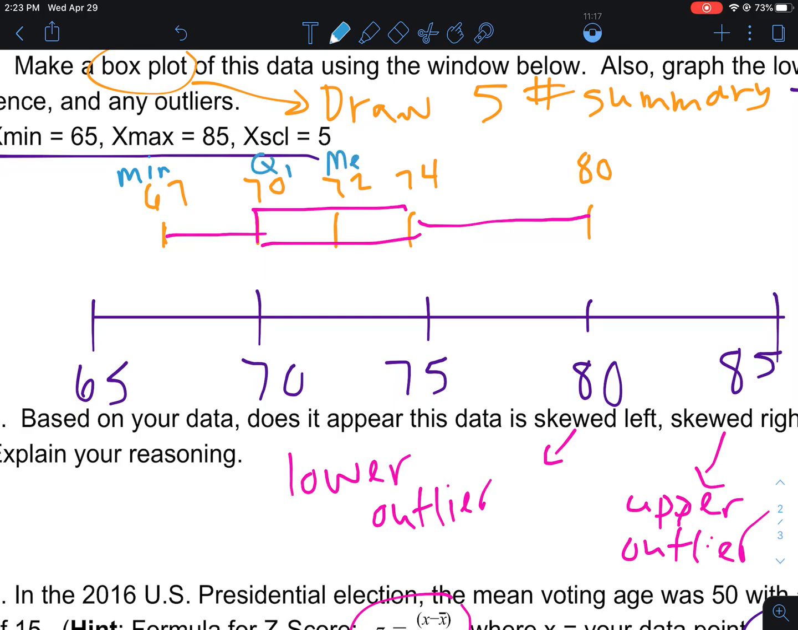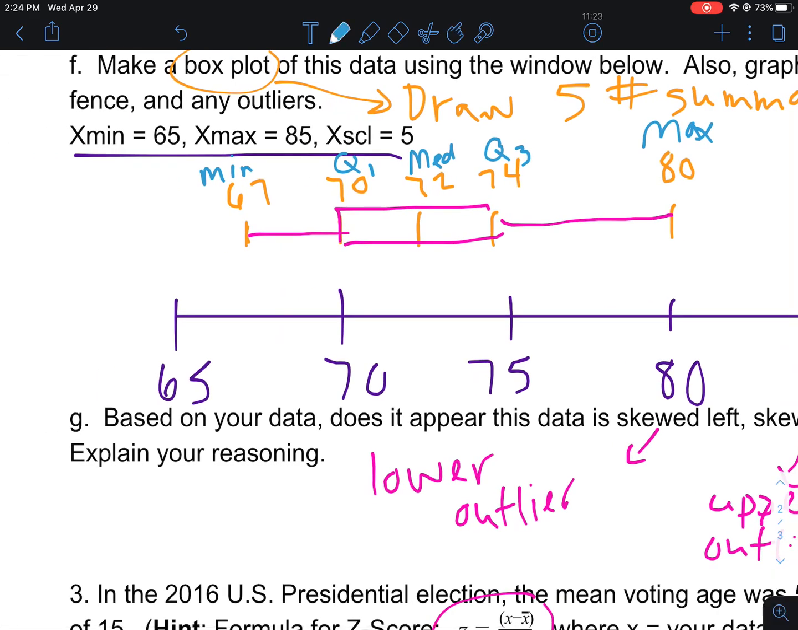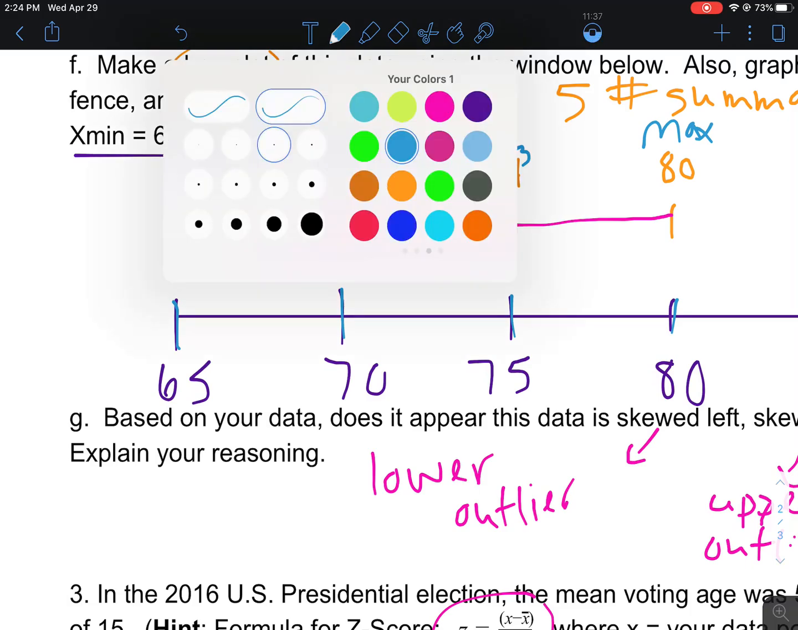This was Q1, the median, Q3, and the max. This information over here is just to draw the x-axis. That's not saying the minimum is 65. It's saying you should draw from 65 to 85 counting by 5. And I kind of graphed this box plot above it.